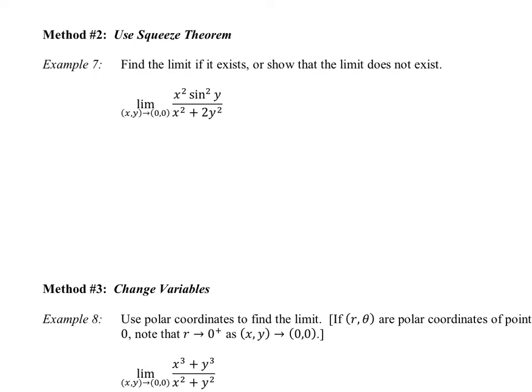Again, the first thing you should always do is substitution. In this case, we end up getting 0 in the numerator. We get 0 in the denominator. That would be considered indeterminate. And so therefore, we're going to be stuck and we have to do something with it. Okay. Again, squeeze theorem is what we're going to try.